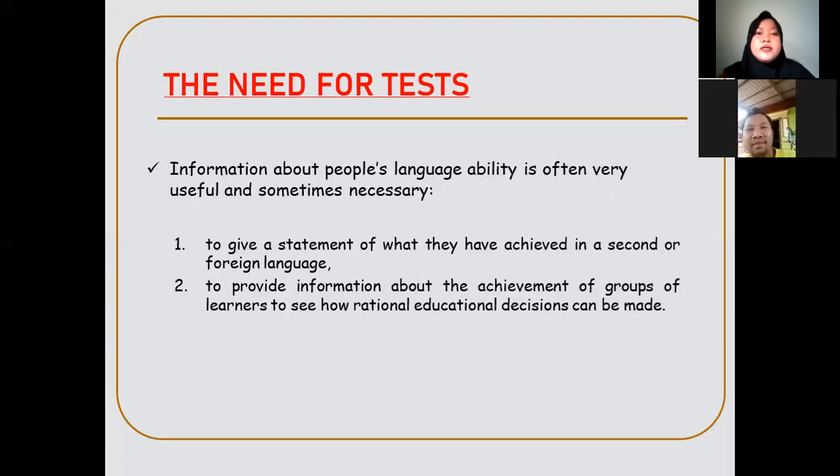And next, about the need for tests. Information about people's language ability is often very useful and sometimes necessary. The first is to give a statement of what they have achieved in a second or foreign language. And the second is to provide information about the achievements of groups of learners to see how rational educational decisions can be made. Okay, I think that's all for me.